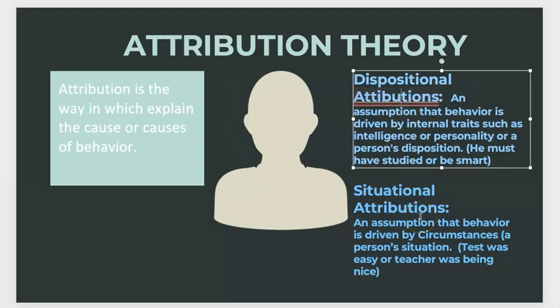The situational attribution is going to be focused on behavior driven by the circumstance, a person's situation. The test was easy, or the teacher was being nice, or he grew up in a bad neighborhood, so we're going to blame the situation rather than personality and traits. Okay, so that's attribution theory. We have two different ways. We look at the disposition, which is that internal motivation, and then we look at the circumstances. That's the other one.